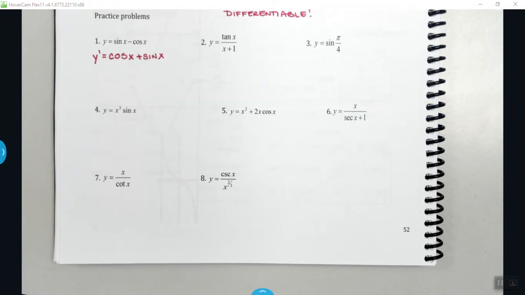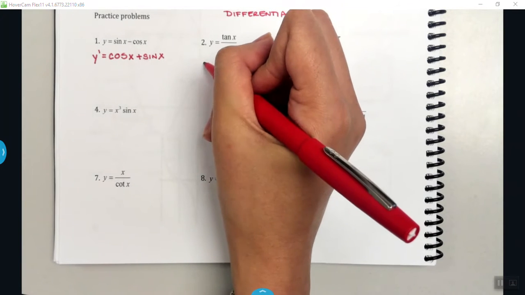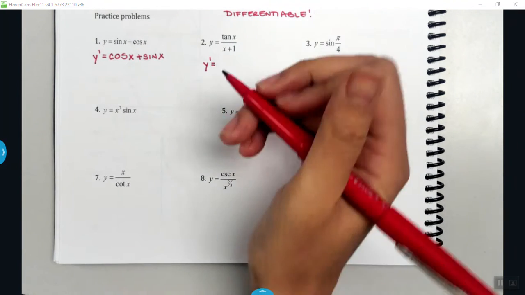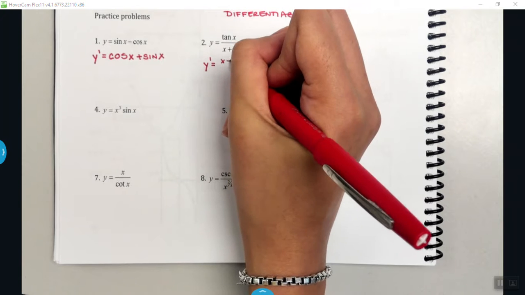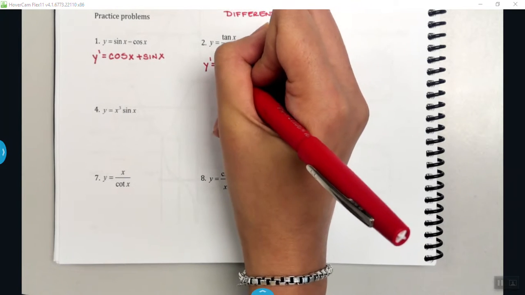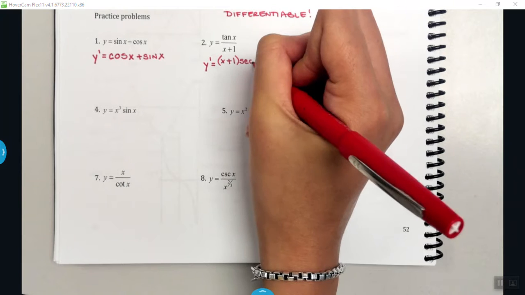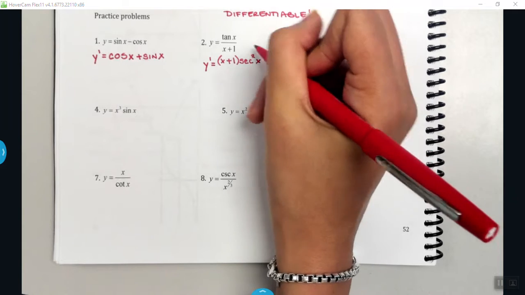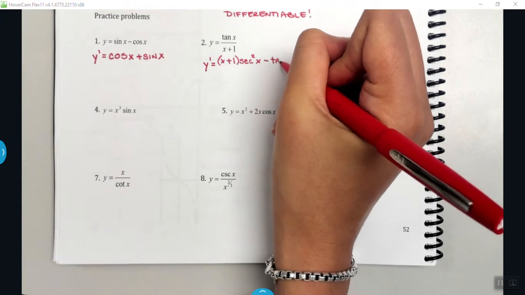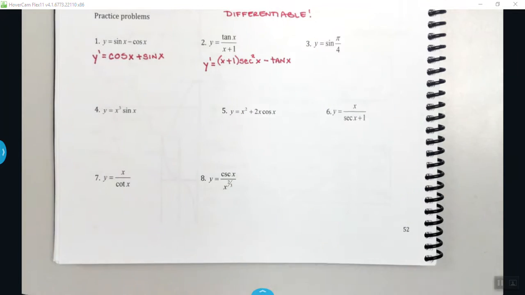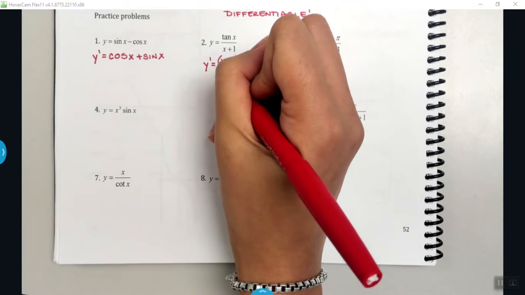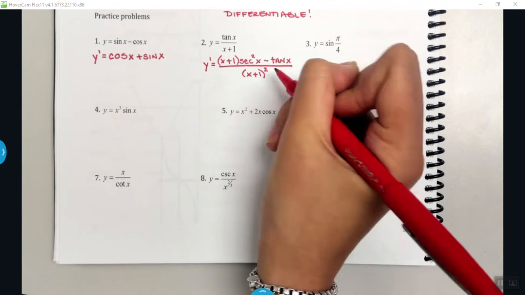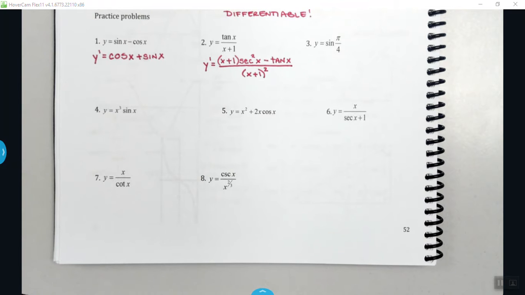Okay, this one I have to do low D high. Derivative of tangent is secant squared. Low D high minus high D low. Derivative of x plus 1 is just 1, so let's not write it. All over x plus 1 quantity squared. Okay, that's it. You can't simplify it.